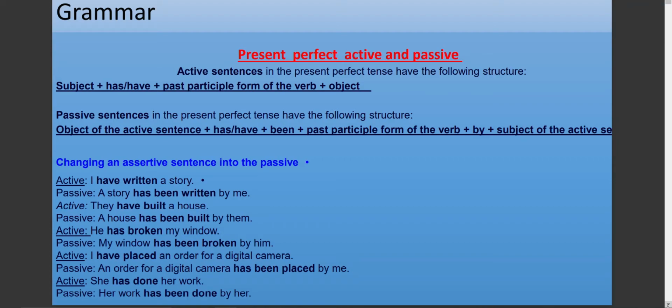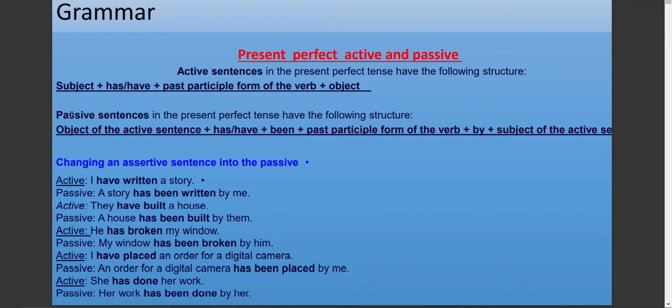First thing we have to know is what are the active sentences, form of these active sentences. معناتها صيغ أو rule of these active sentences, right? We have to know this. It's very important. Look at this here. We have subject plus has, have plus past participle form of the verb plus object. Subject has, have زائد past participle التصريف الثالث صيغة التصريف الثالث للفعل and then plus object مفعول به.